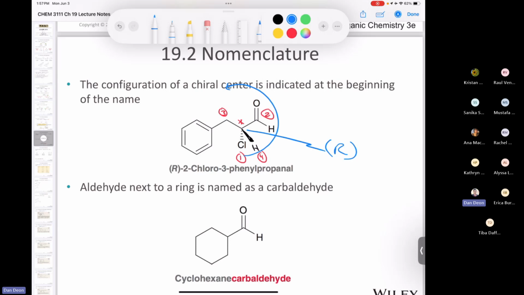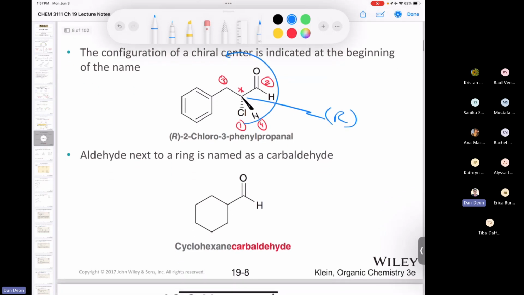The next one, what if you have your aldehyde group attached to a ring? This is one you just kind of have to memorize. It's called a carbaldehyde. Is that a weird name or what? We call it a carbaldehyde. So you would just call this cyclohexane carbaldehyde, okay? Again, it's just one of those one-off kind of things that everybody has to learn what a carbaldehyde is.